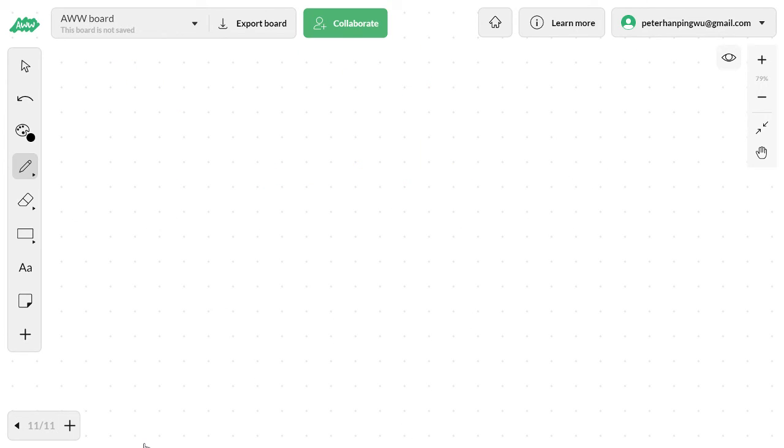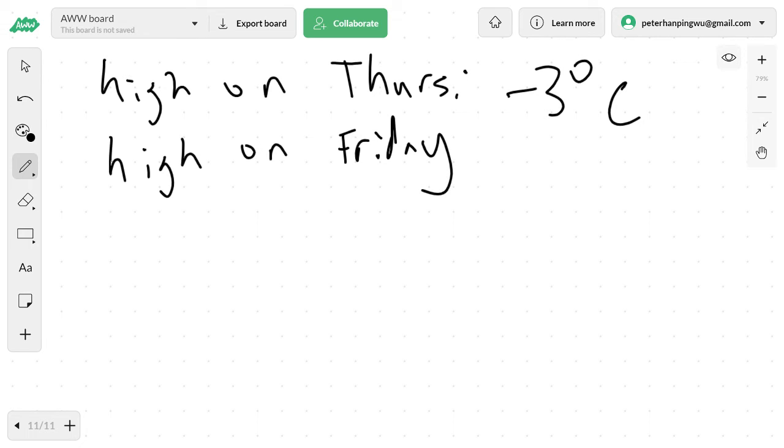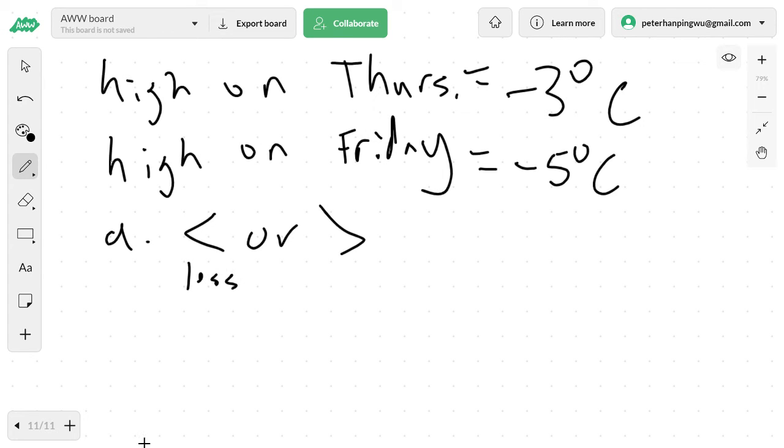So I have one more problem, problem 20. Problem 20 asks, the high temperature on Thursday was -3 degrees Celsius, and the high on Friday was -5 degrees Celsius. So that's our important information right now. So question A just asks, write a number sentence comparing the temperatures using less than or greater than. So less than or greater than.